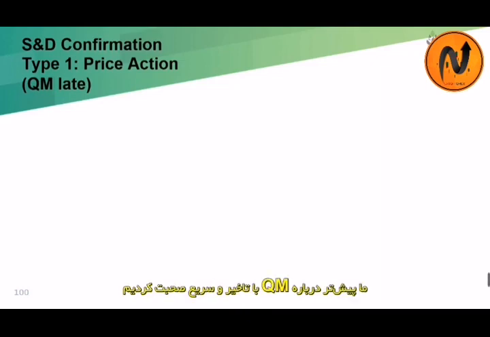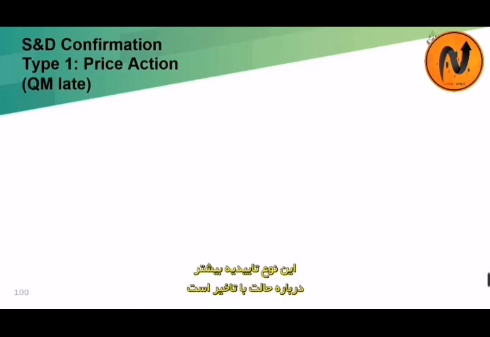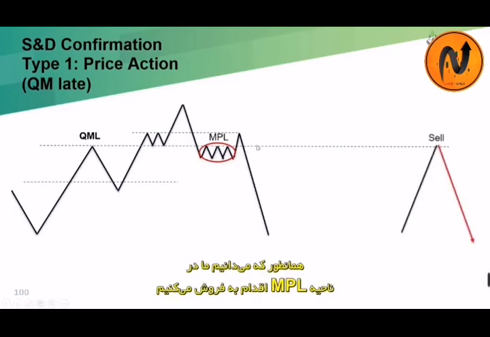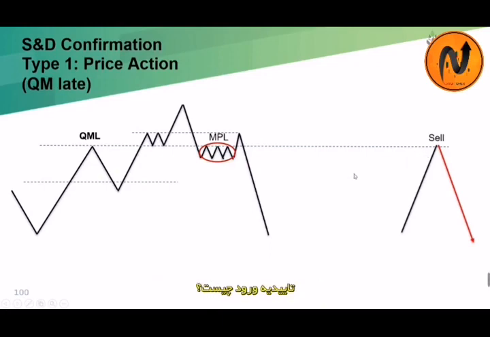So basically, we have talked about the QM, the Quasimodo, quick retest and the late retest. So this is more on the late retest. What we have is a QML pattern over here, and of course we will have our MPL, maximum pain level. On the maximum pain level, we know where to sell. But is this a good place for a sell trade? So what is our confirmation?